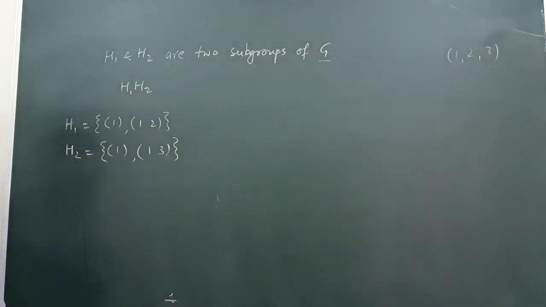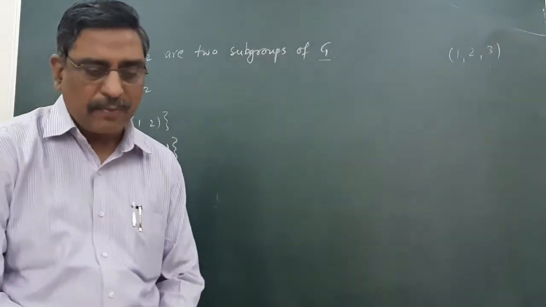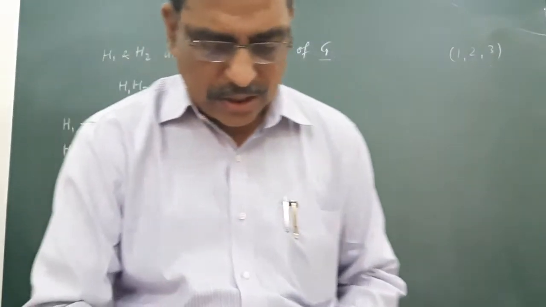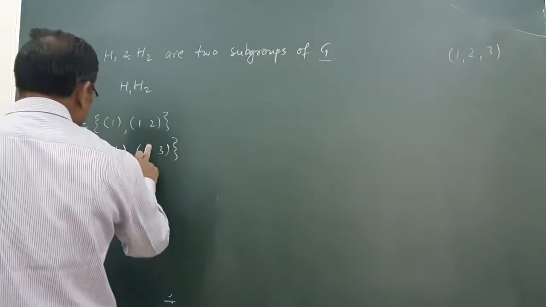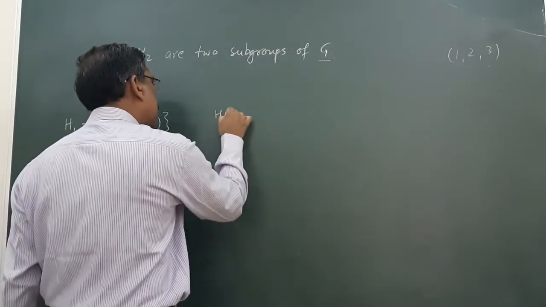These two are sets of permutations, the identity and (1 2), and let us take the other as the identity and (2 3). Since identity is there, therefore it is a subgroup. H2 is again a subgroup. Now, what will happen? Consider H1 H2.